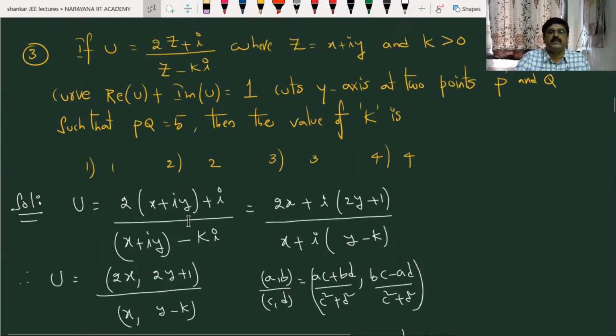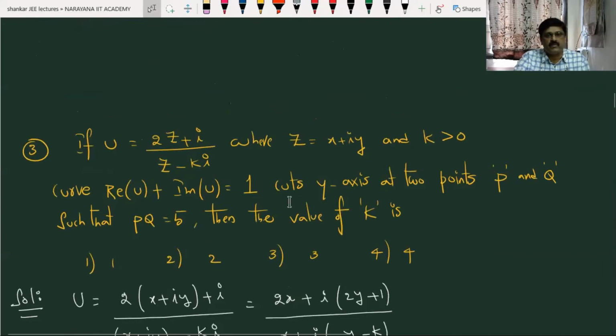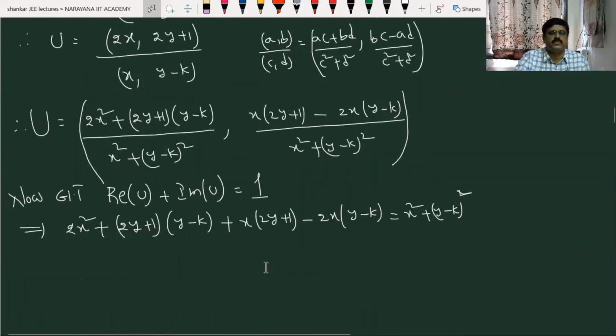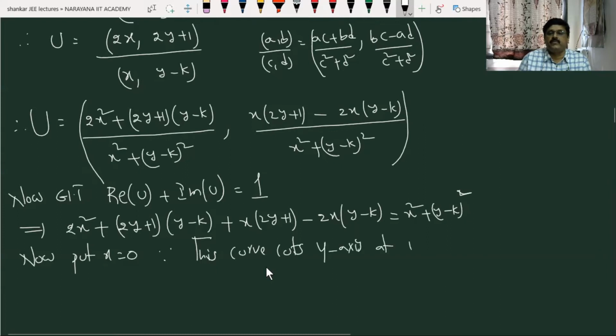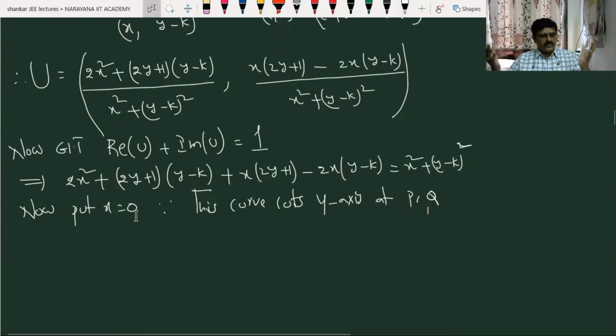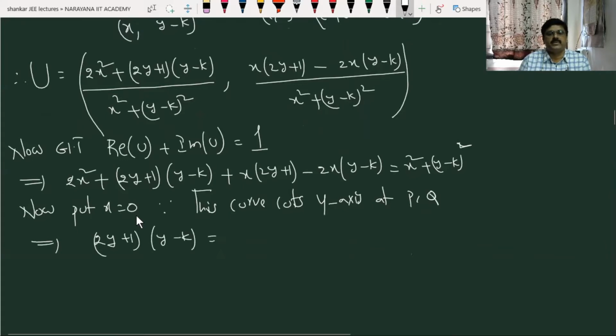Now in the data it is clearly given that this curve, real part of u plus imaginary part of u equal to 1, cuts the y-axis at 2 points, that they are P and Q, and PQ distance is 5. For any curve to cut the y-axis, the necessary condition is x is equal to 0. Put x equal to 0 since this curve cuts y-axis at 2 points P and Q. Now I am going to have a quadratic equation in y, students. Putting x equal to 0, you will be left with (2y + 1)(y - k) is equal to (y - k)².